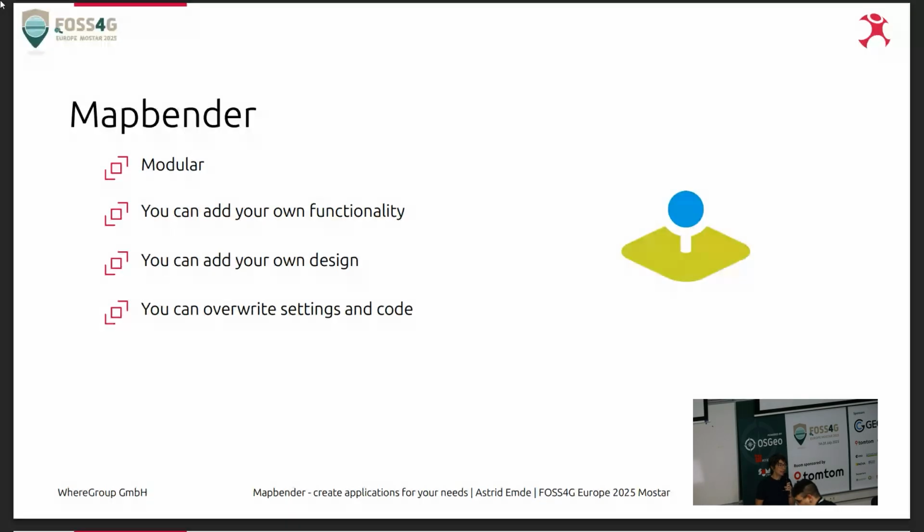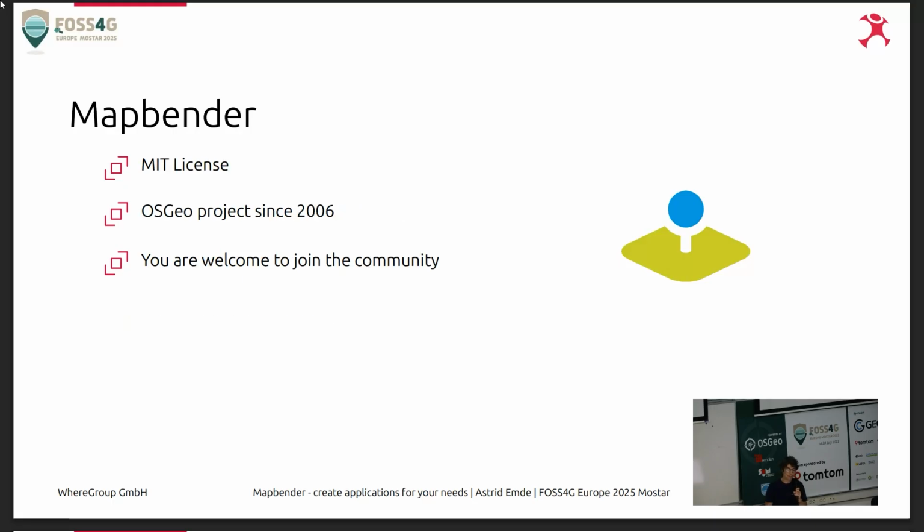Mapbender is modular. It's a package, but you can add your own functionality to Mapbender easily. You could program a new element and then add it to Mapbender. If it's a very attractive one, you could make a pull request, and then we will review it and maybe add it to the core Mapbender. You can add your own design as well, and you can override settings of the main code that we provide.